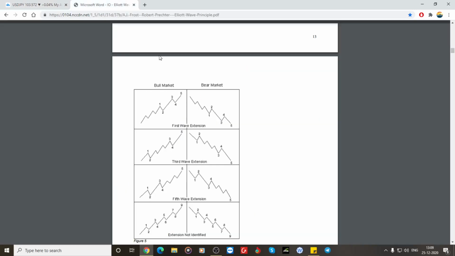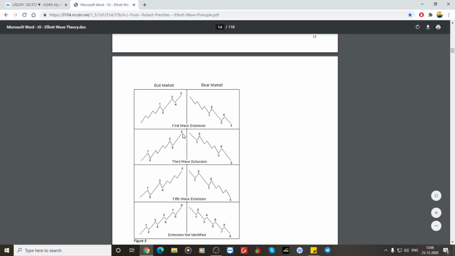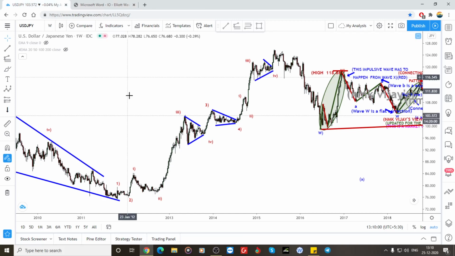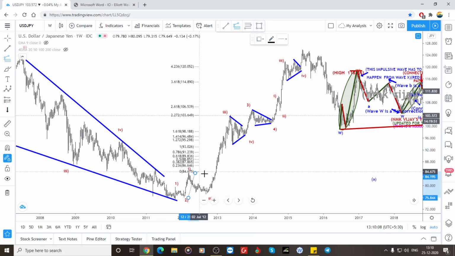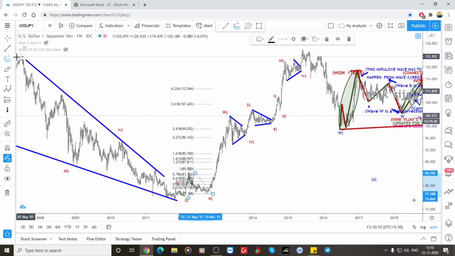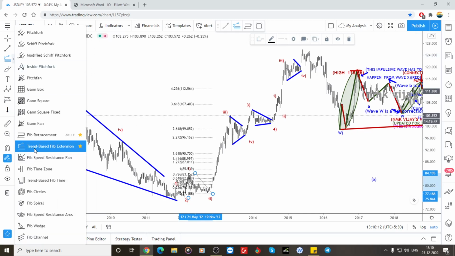So according to this pattern, this is the first wave extension, this is the 3rd wave extension, and this is the 5th wave extension. I will show one by one, but this is the 3rd wave extension that I show you here. I explained here, and here one more is wave 1. You can go through that Fibonacci extension. You just click here, and you will get the trend based Fib extension.